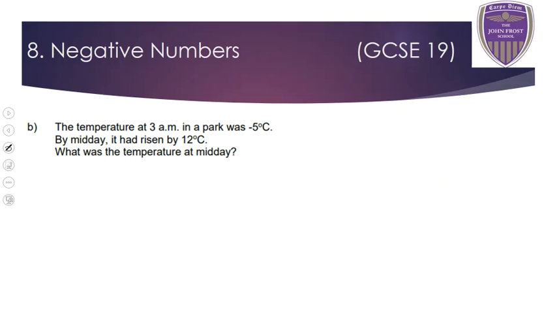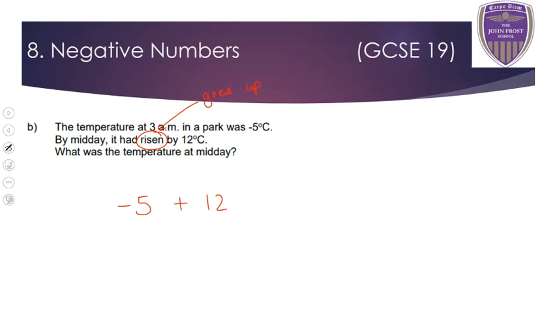Next one then, the temperature at 3 AM in a park was -5 degrees. By midday, it had risen by 12 degrees. What was the temperature at midday? So we just need to realize when something rises, it goes up, doesn't it? Yeah, so when something rises, it goes up. Okay, so it was -5 and it's going up, so it's increasing, you're adding 12.